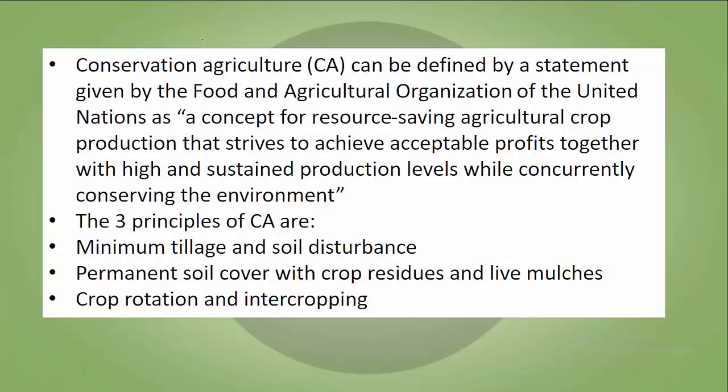Why is it so? Conservation agriculture can be defined by a statement given by the Food and Agriculture Organization of the UN as a concept of resource saving agriculture crop production that strives to achieve acceptable profits together with high and sustained production levels while concurrently conserving the environment. The three principles of conservation agriculture are minimum tillage and soil disturbance, permanent soil cover with crop residues and live mulches, crop rotation and intercropping.